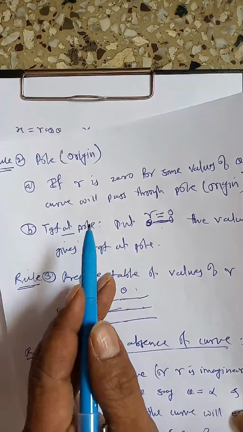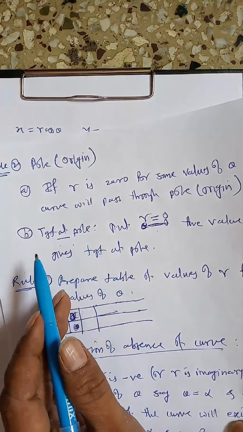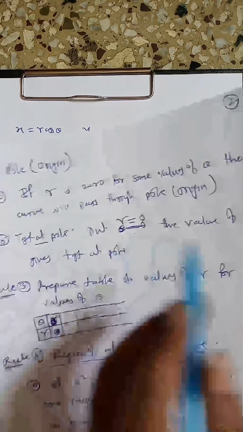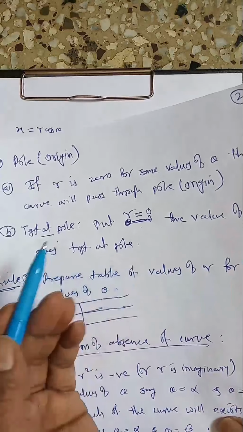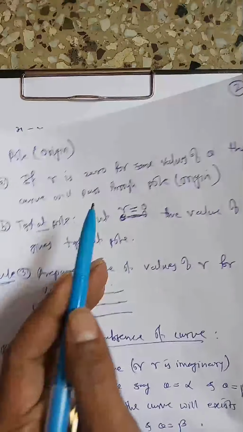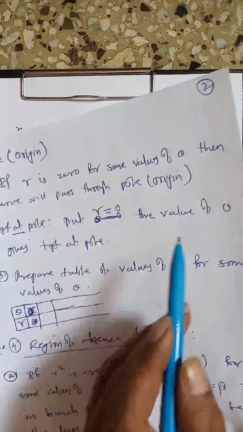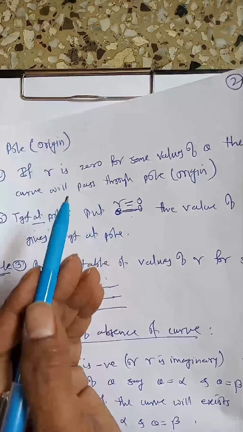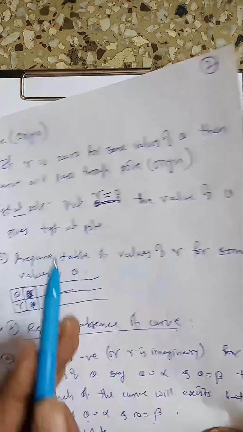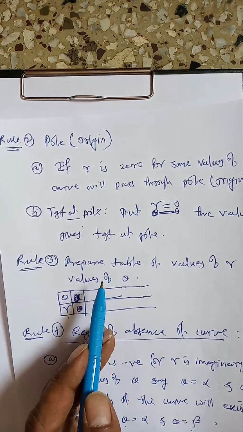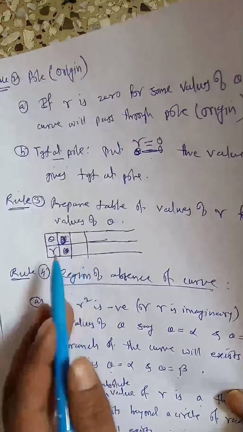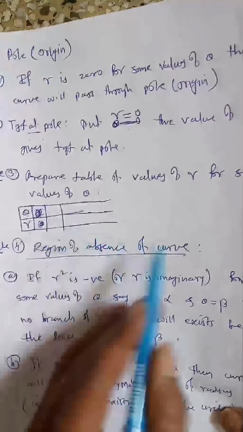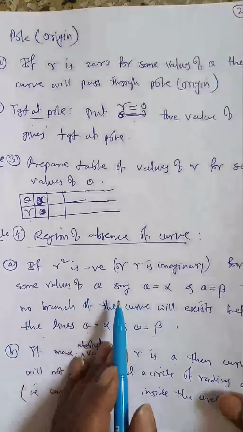If it is 0, then the curve will pass through the pole, and that value of theta will be the tangent at the pole. Or you can simply substitute r equals 0 and check whether we are getting some theta or not. If we are getting some theta, then we can say the curve is passing through the pole, and that value of theta will be the tangent at the pole. Third, we'll prepare this table. I'll tell you later which values of theta are to be considered there.